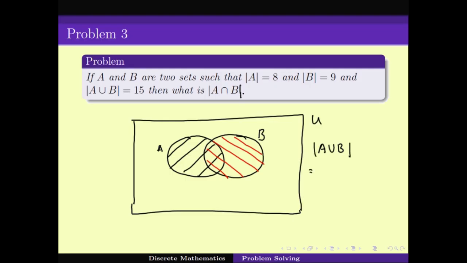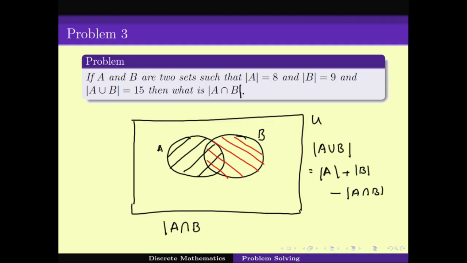If you take the size of A plus size of B, you count the black shaded area once and the red shaded area once, and by doing so, you count the area that is shaded both with red and black twice. So if I subtract that area, which is of course A intersection B, I should be getting exactly the area of A union B. Just by looking at the Venn diagram, you can decide how to draw this one. Now this one is 15, this is 8, this is 17. So what is A intersection B?